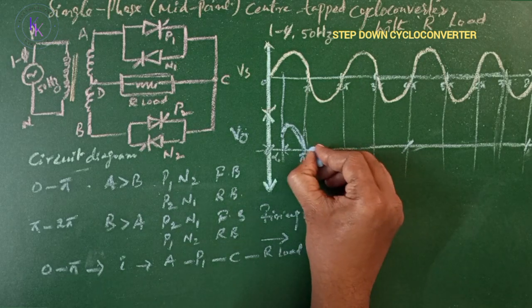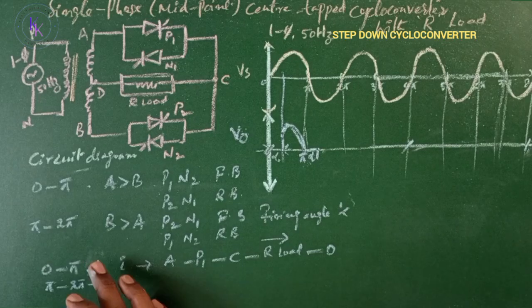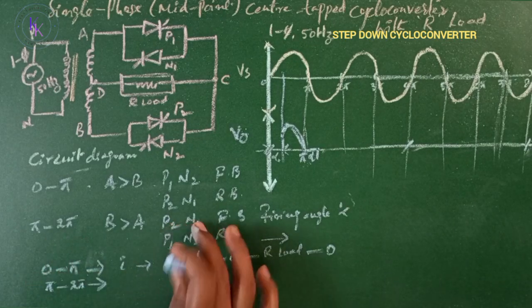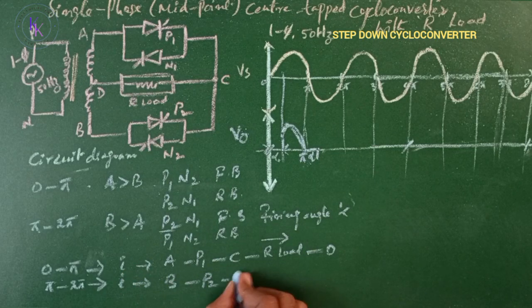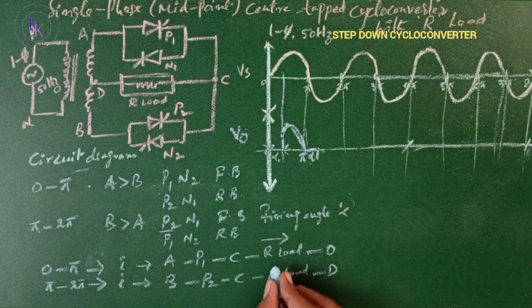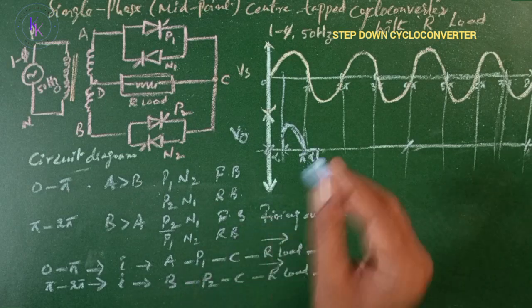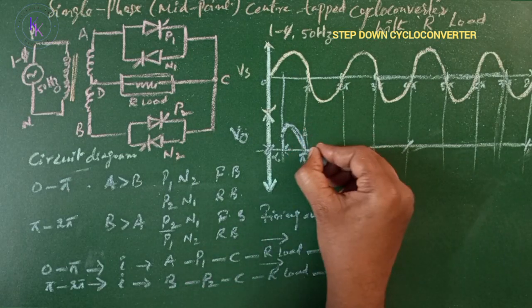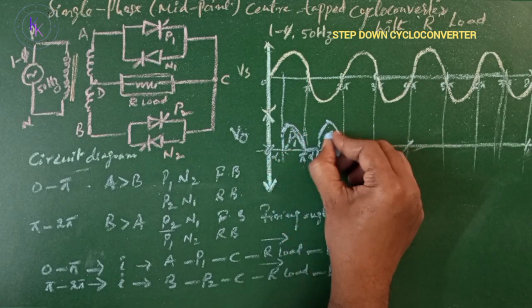I am firing a thyristor after pi plus alpha, so in between pi to 2 pi, I can turn on P2 and N1. So I am firing P2. Then current flows from B to P2, C, R load to D. Here also the current direction is the same. So even in the negative half cycle, the current is flowing through the load from C to D in one direction, that is the positive direction. So I am considering this as positive. This is due to P1, this is due to P2.